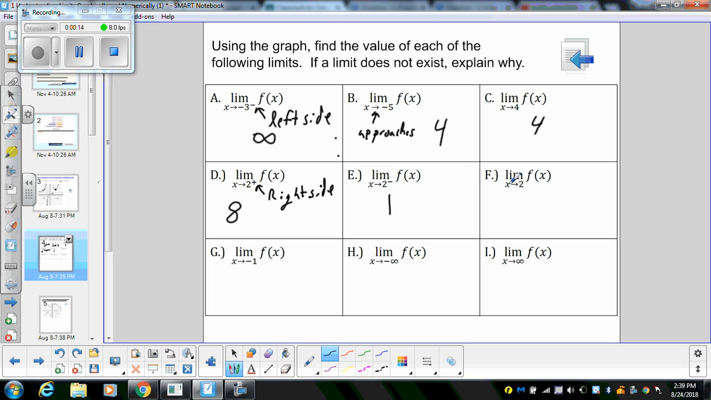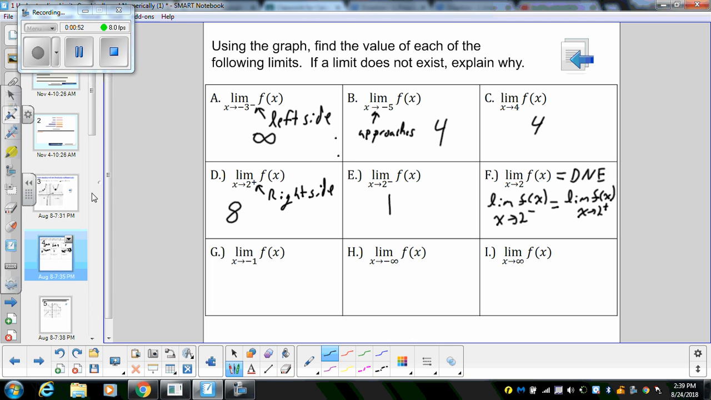So basically what I was trying to say is since there's no plus or minus, for there to be a limit, both from the left and the right must be equal to each other. So the limit of f of x as x approaches 2 from the left must equal the limit of f of x as x approaches 2 from the right. And since we just did those two, 8 does not equal 1, therefore the limit of f of x as x approaches 2 does not exist.